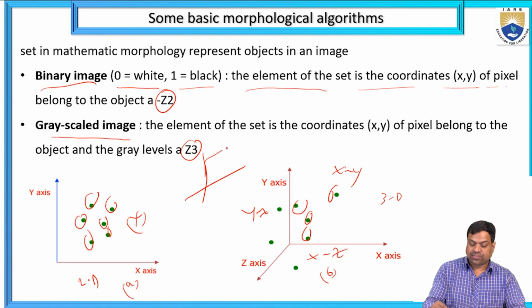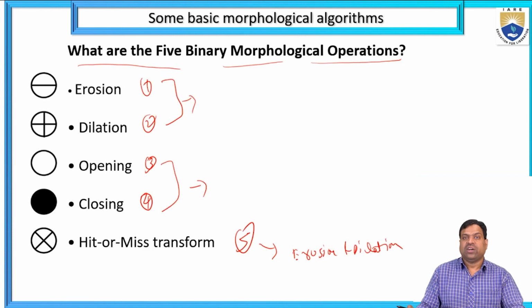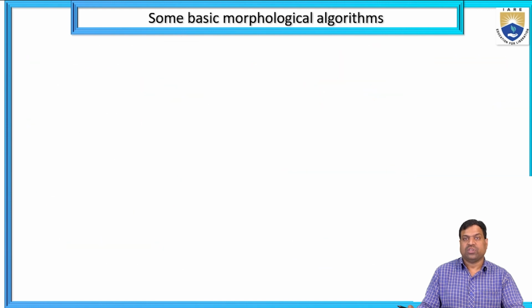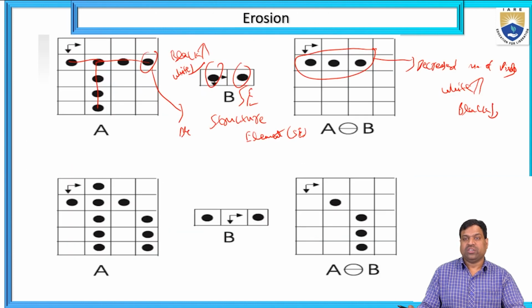Suppose the gray level is 128, we have to change it to 256. Here 56 is there, change it to 0. So we are changing the pixels of the object in the cells. That is the x, y of the pixel belonging to the objects and the gray levels. And there are 5 morphological operations: erosion, dilation, opening, closing, hit or miss transform. So erosion is nothing but the element of a set combined with the structuring element.